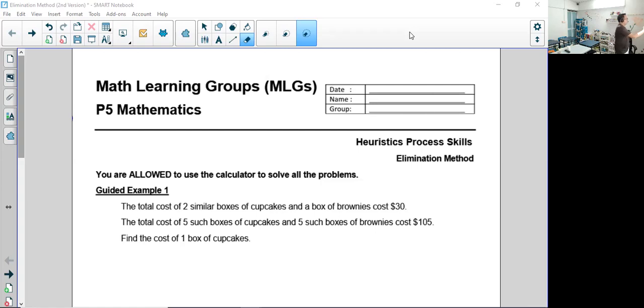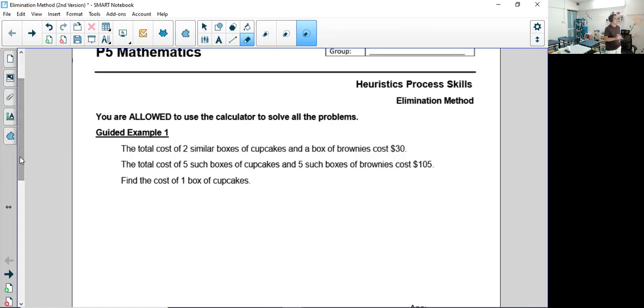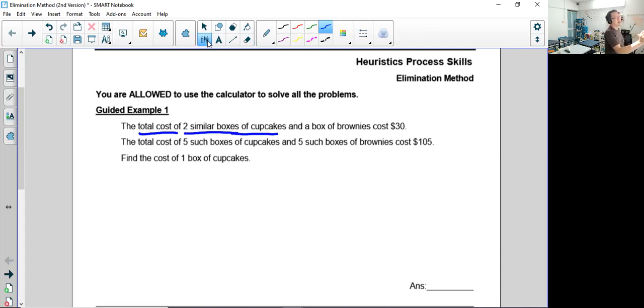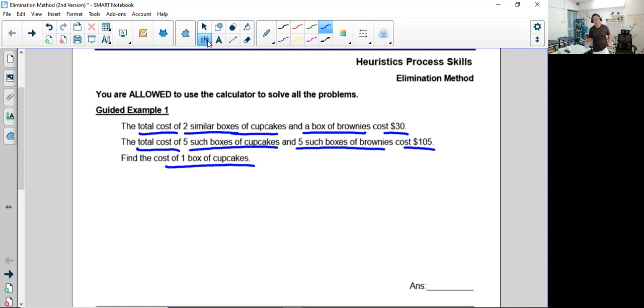Let's look at example number one, and I will show you the common way that most of us will use to solve it. But this is not the elimination method, it's something a bit different. The total cost of two similar boxes of cupcakes and a box of brownies is $30. The total cost of 5 boxes of cupcakes and 5 boxes of brownies is $105. So what's the cost of one box of cupcakes?